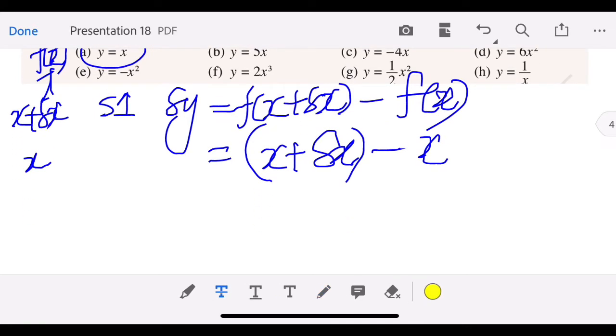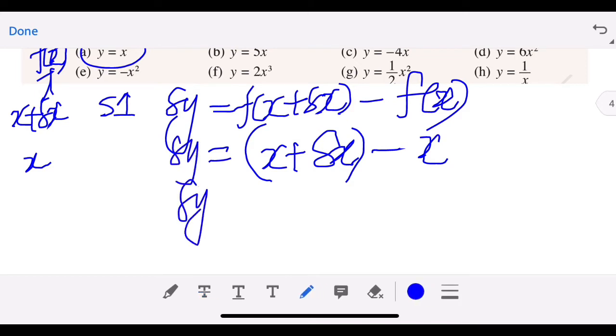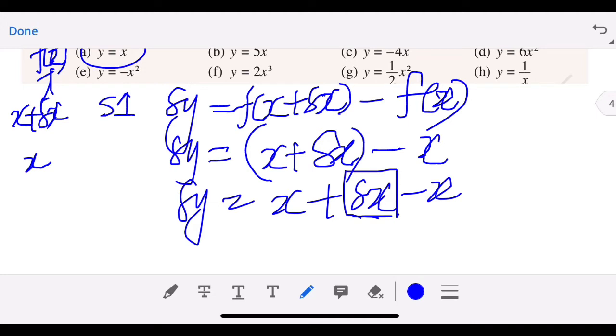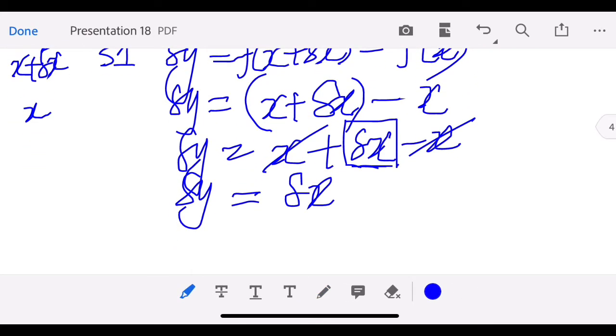Now we can simplify, right? My delta y is x plus delta x minus x. Bear in mind that delta x is just a small change of x value. It doesn't mean delta times x, it's one value, one term. So you can minus out the x. So delta y is equal to delta x. What is our first step? Finding delta y. What is our second step?